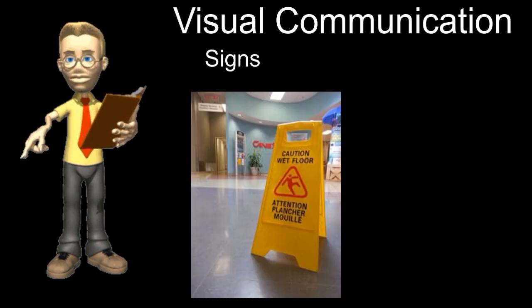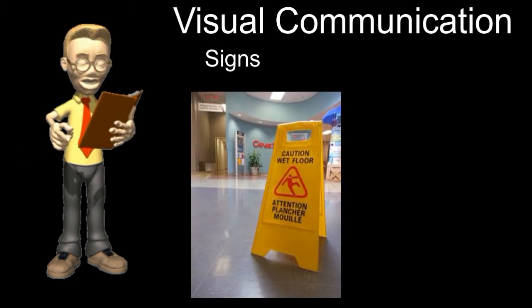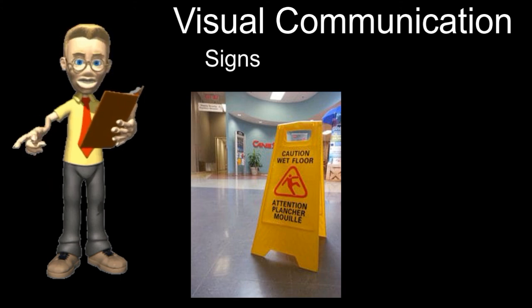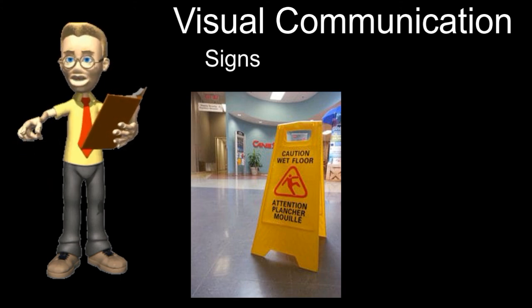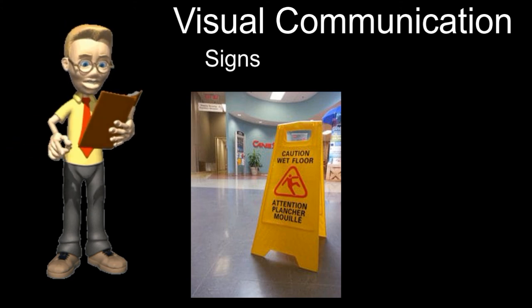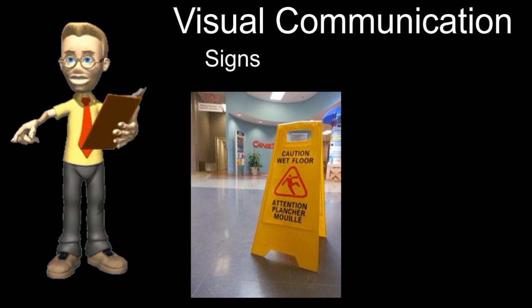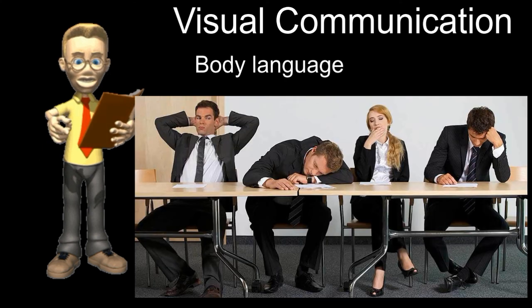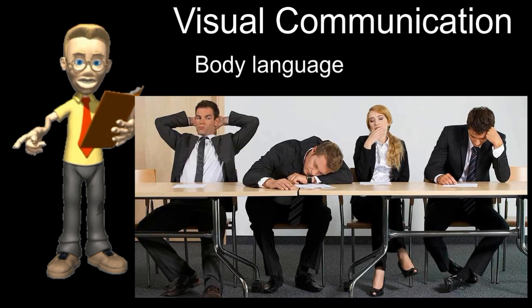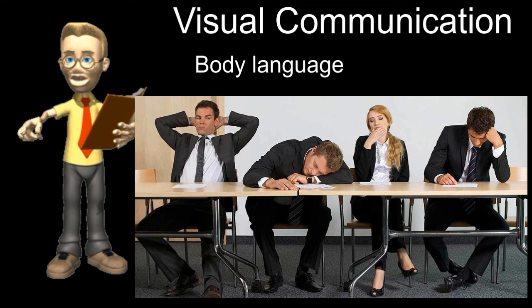Signs. Signs are often used to communicate with customers and personnel about business, products, safety, and other issues. An effective sign can be read and understood from a distance. The message should be simple and unambiguous. Body language. Visual communication also includes body language, the transmission of messages by facial expression, gestures, and postures.